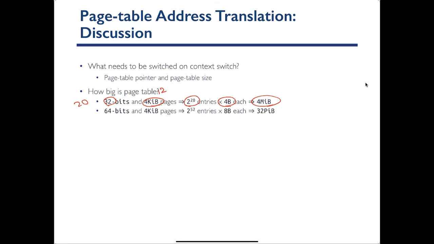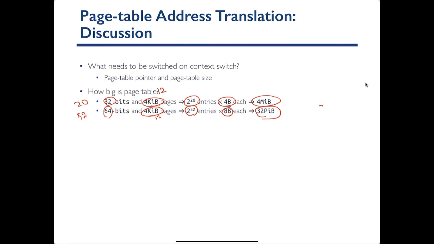Let's look at a 64-bit system. With the same size for your pages, so 12 bits for the offset, that leaves you with 52 bits for virtual pages. So you have 2^52 virtual pages. Let's say each one of them is 8 bytes. Then you have 32 petabytes. You need 32 petabytes to just store your page table.